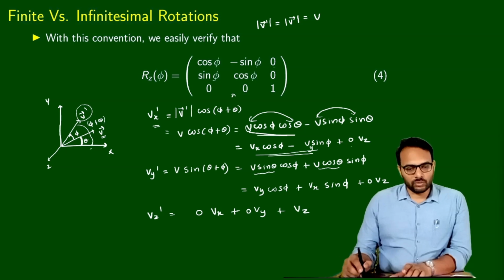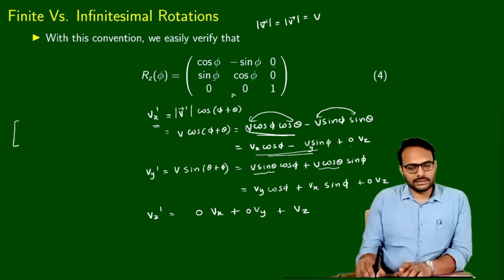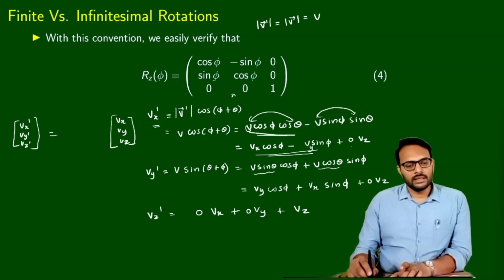Now we can write this as a square matrix. Let me write it here. You can write this as a square matrix like this. On the left side, we can write the column matrix involving vx prime, vy prime, and vz prime. And on the right side, we have the column matrix involving vx, vy, and vz. But we have already found the relation between vx prime, vy prime, vz prime on the one side, and vx, vy, vz on the other side. So here we have vx prime equal to vx cos phi. So when we multiply this, we have a square matrix here.